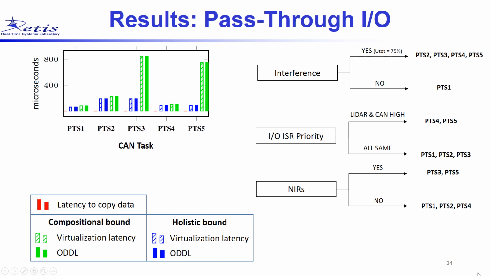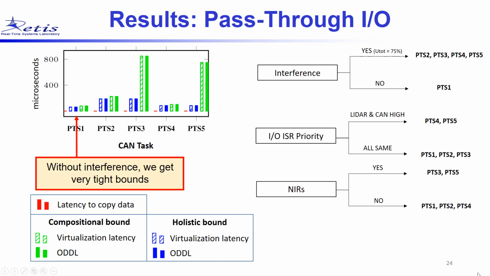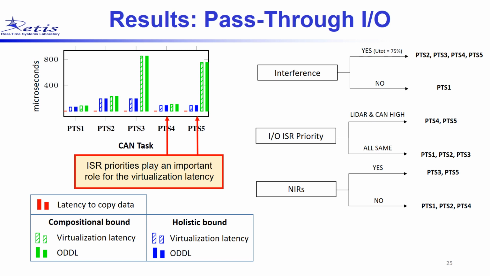From PTS1 in the chart, we can see that without interference we get very tight bounds. We can also see by comparing PTS4 and PTS5 with PTS2 and PTS3 that ESR priorities play an important role for the virtualization latency. And finally, by comparing blue bars with green bars, we can notice that the holistic bound is more accurate than the compositional one.